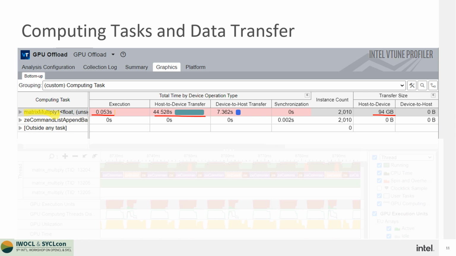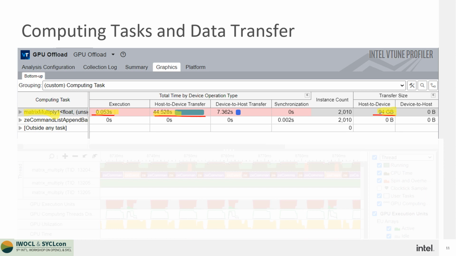Although its execution time, as presented in the summary, is extremely small compared to the time spent on host to device and device to host data transfer. You might also notice that the amount of data being transferred between CPU and GPU is quite big, and then you might need to analyze whether all this data needs to be transferred between CPU and GPU.